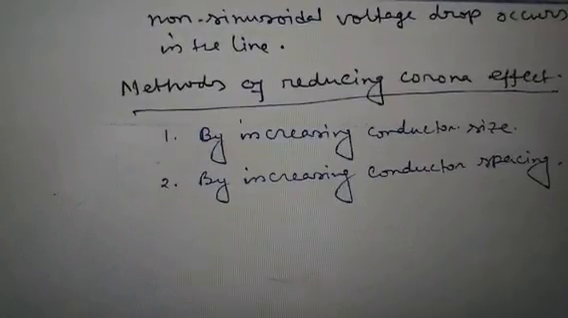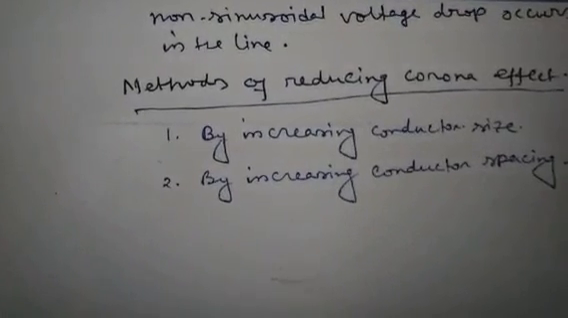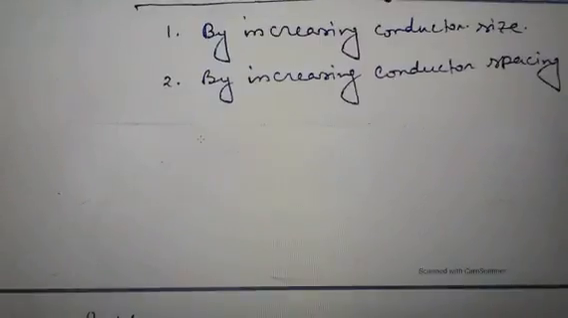Now, by increasing the conductor spacing, the voltage at which the corona occurs is raised, and hence the corona effect can be eliminated. However, the spacing cannot be increased too much, otherwise the cost of the supporting structure may increase rapidly. Because if we try to maintain the distance between the two conductors, then the height of the tower will be increased, and as well as the cost of the tower will also increase.